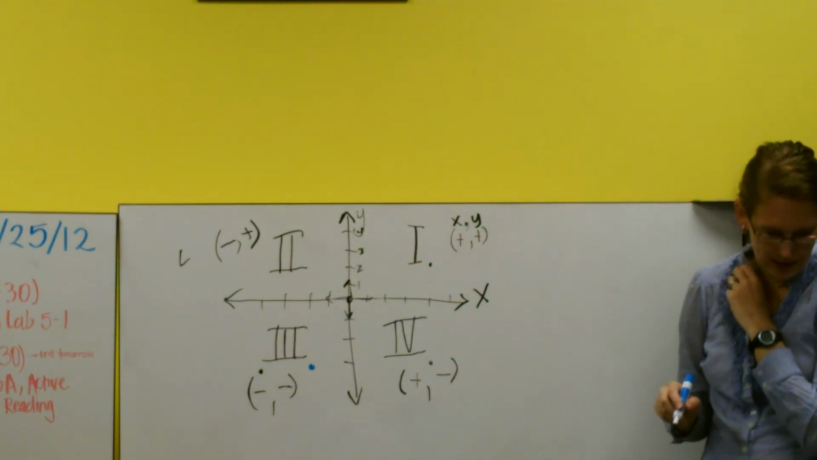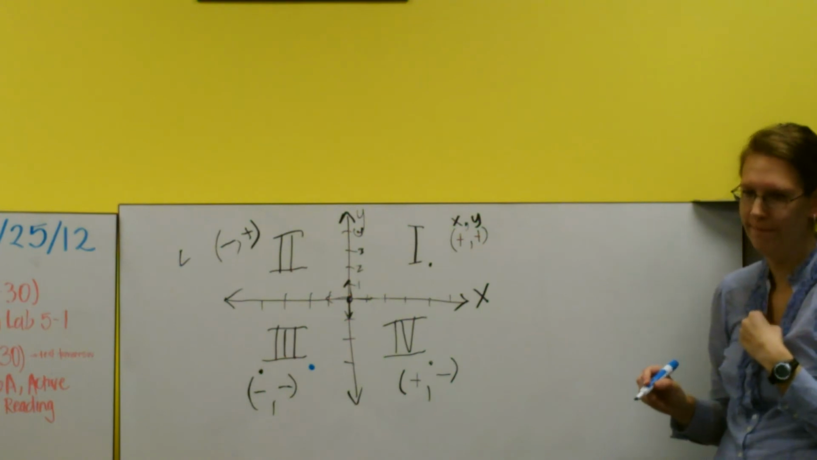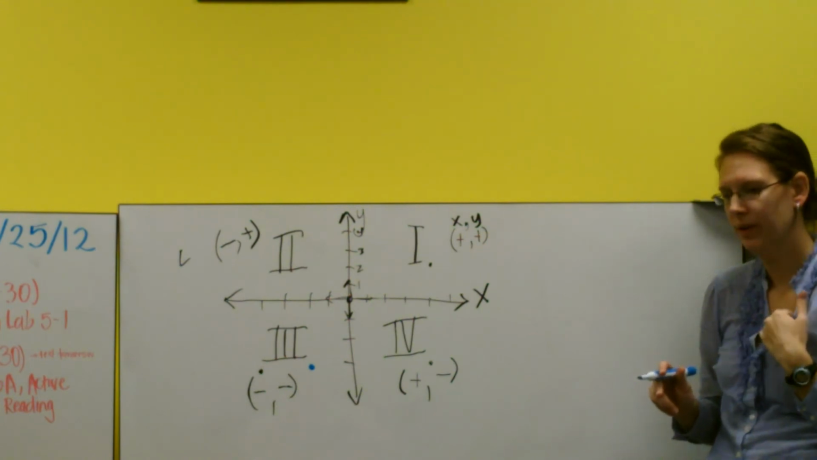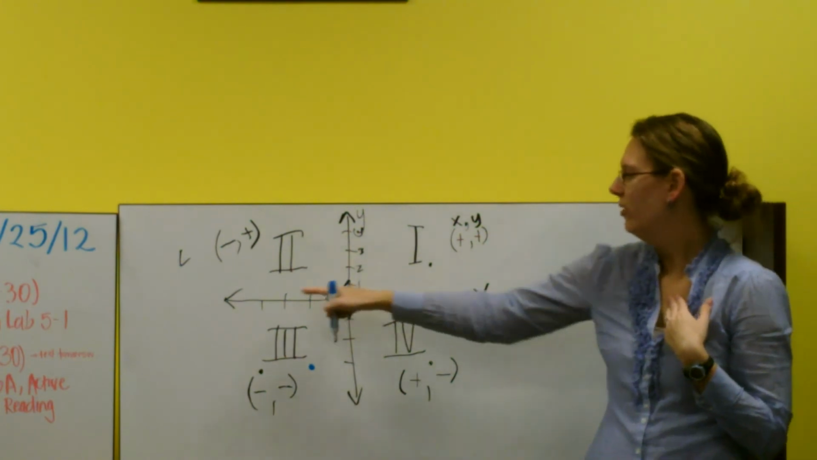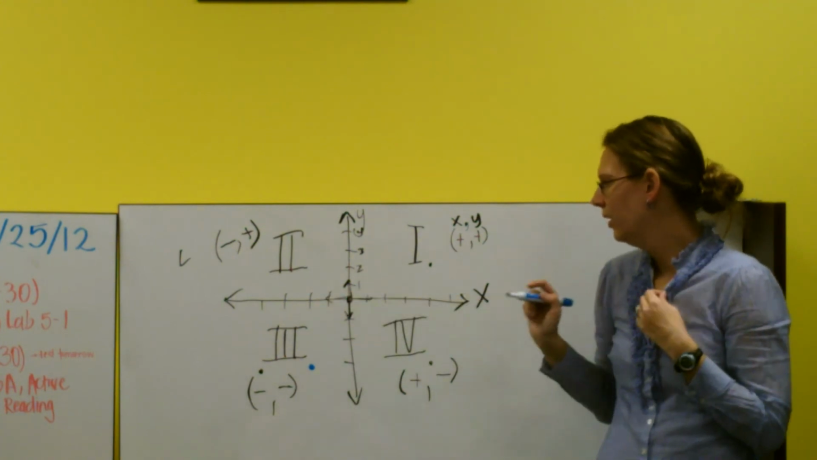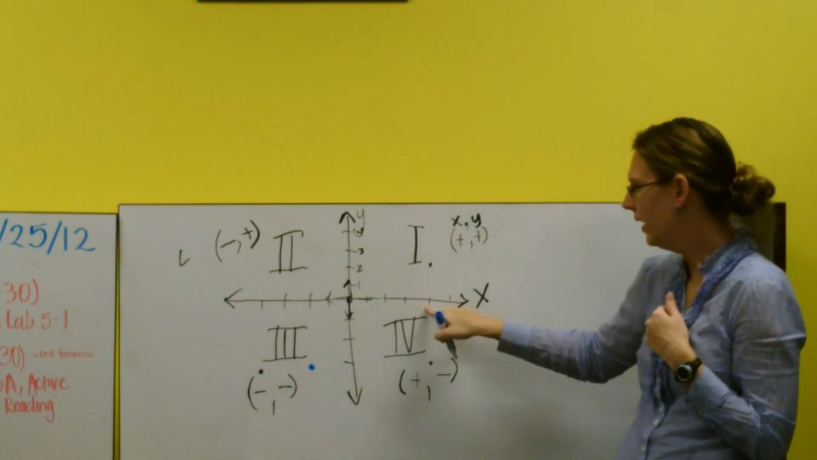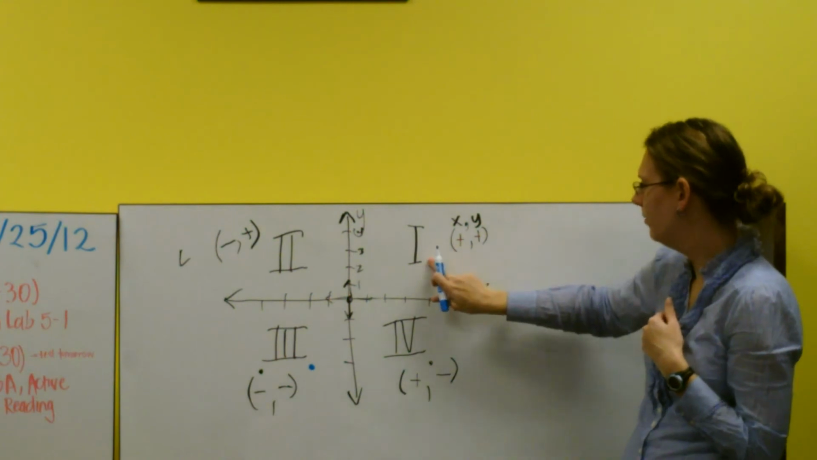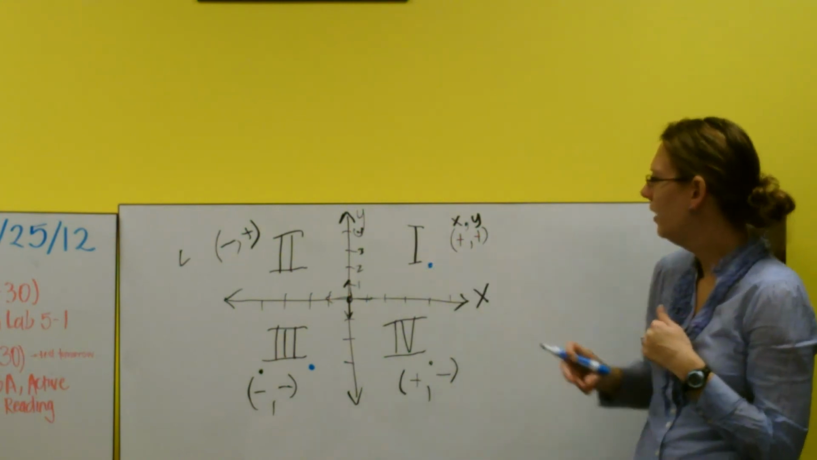So Damon, where do I need to go for 4, 2? Which quadrant? 1. Do I go over 2 or 4? 4. 1, 2, 3, 4. And then what? Up 2. So I'm going to just replace that point with blue.